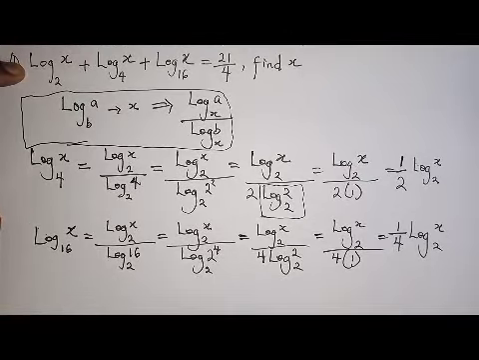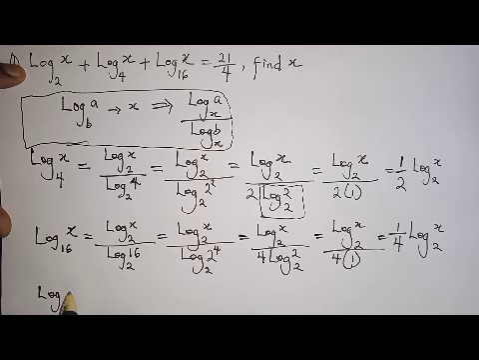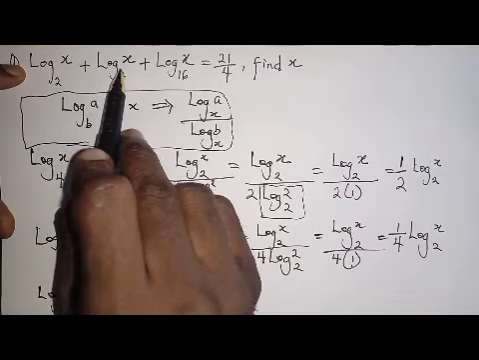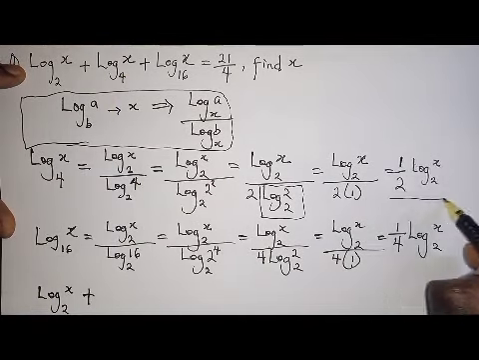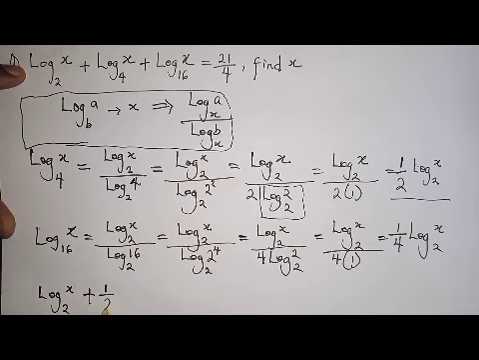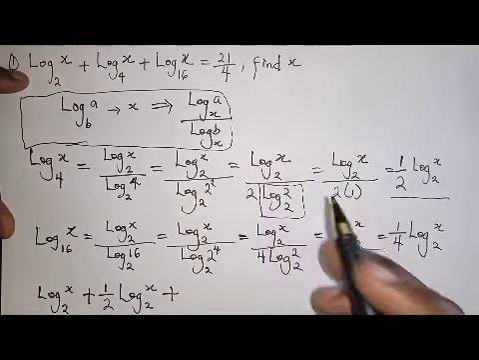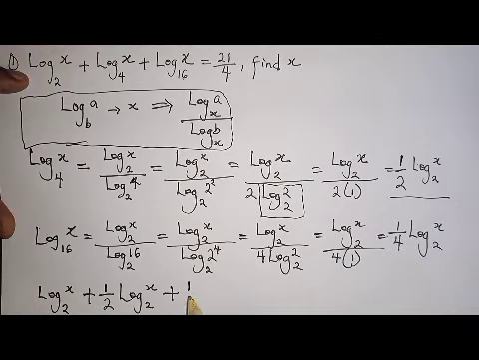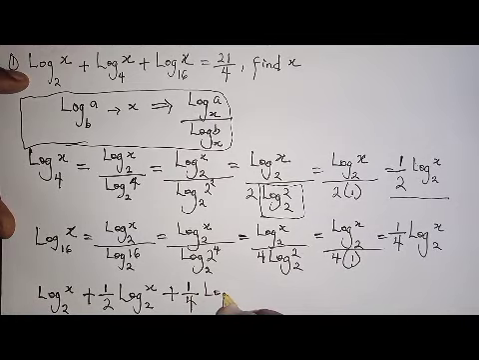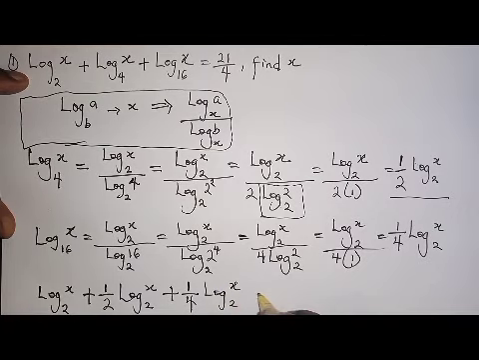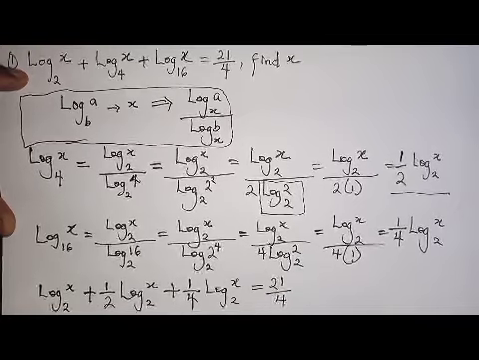Now remember we have to sum up everything. So this is going to give me log X base 2 plus log X in base 4, which has now changed to half log X to base 2, plus log X to base 16, which has now changed to 1 over 4 log X to base 2, equals 21 over 4.